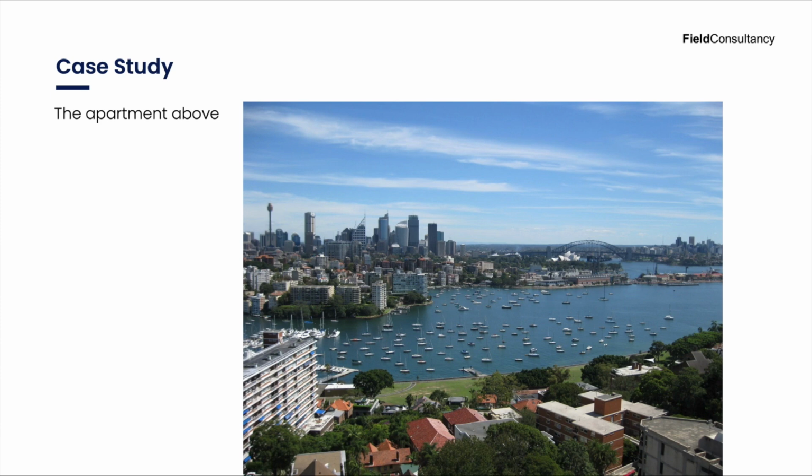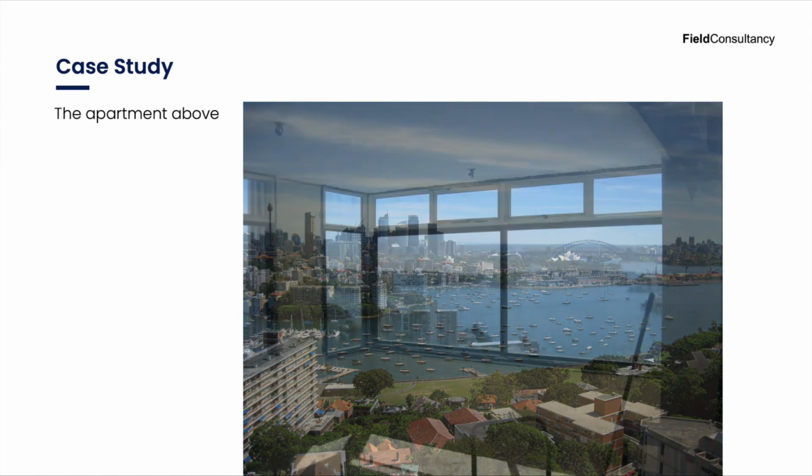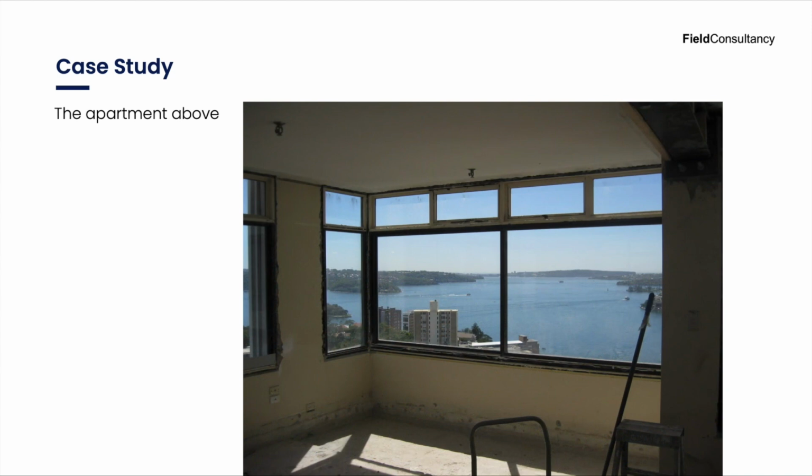This is the view from the apartment above. So it's in a luxury part of Sydney with views over Sydney Harbour. The apartment block was built in the 1970s with very low floor-to-ceiling heights and no balconies.